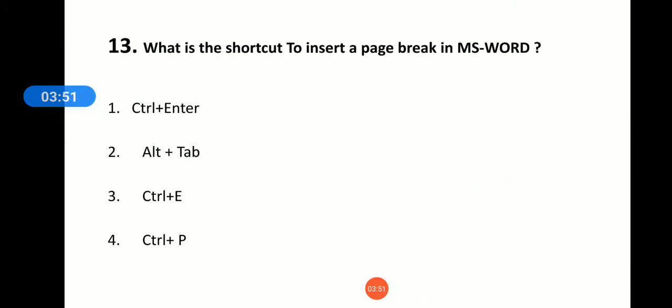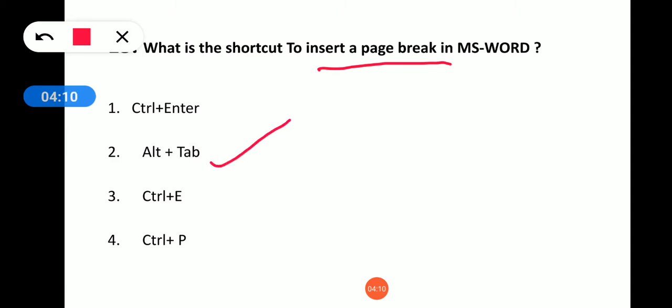Next question: which of the following is used to insert a page break? It is also a somewhat difficult question, not a generally asked one. To get deep into the topic, they ask like this. Alt Tab, as I explained, is for switching between windows. Control E: if you have written some text in the Word document, the general alignment is left. To get the alignment as center, we use Control E.